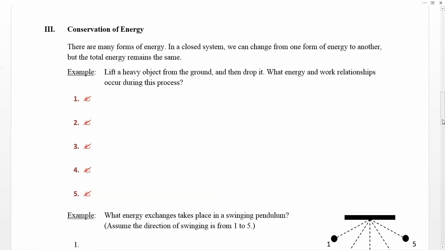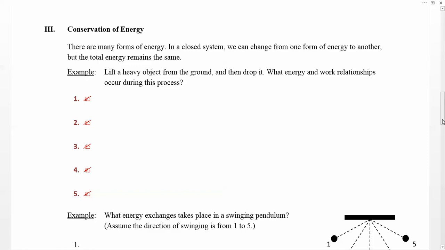And now let's go on to the top of the next page where we see this concept of conservation of energy. As it says, there are many forms of energy, but in a closed system, we can change from one form of energy to another, but the total energy remains the same. Let me give a very simple example of lifting a heavy object from the ground and then dropping it. What energy and work relationships occur during this process? And we'll look at 5.